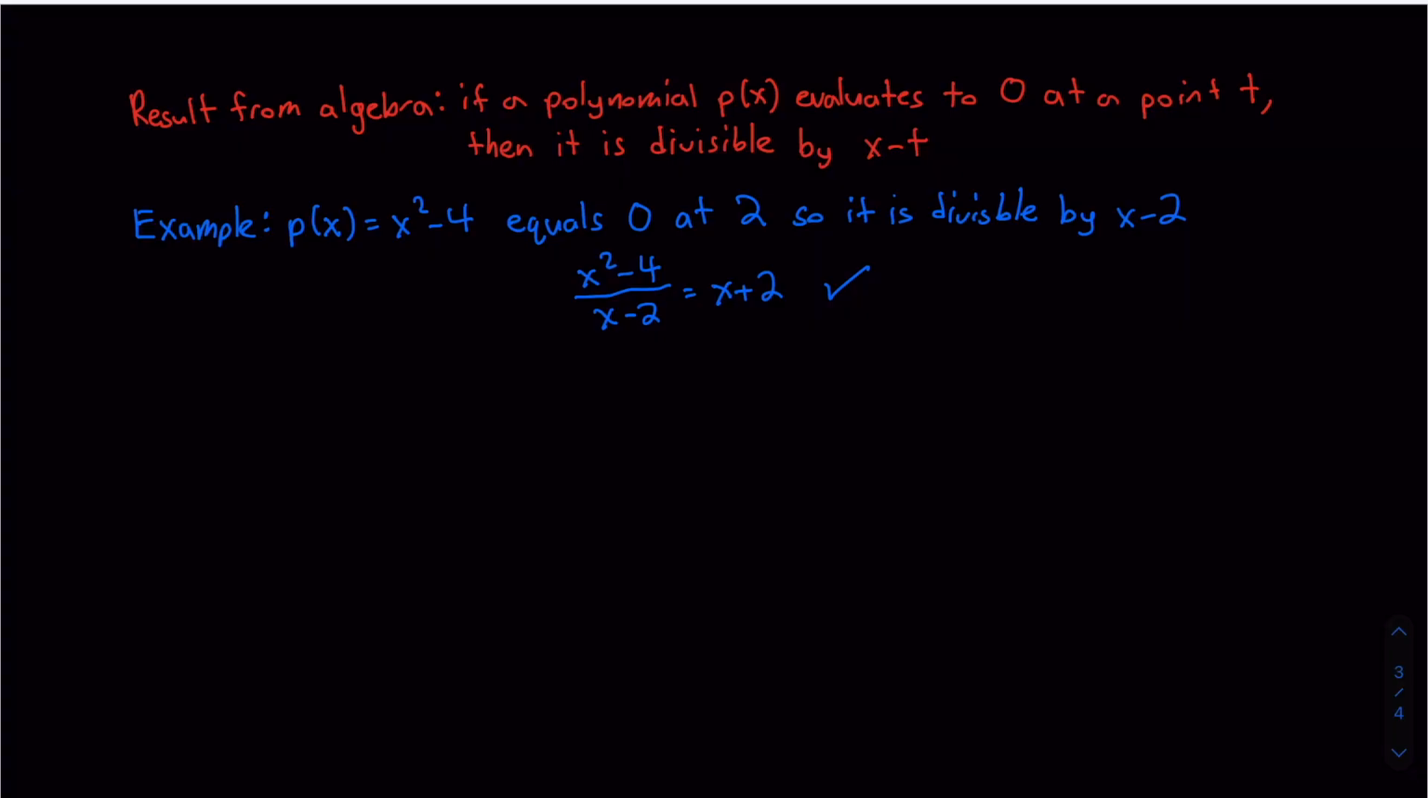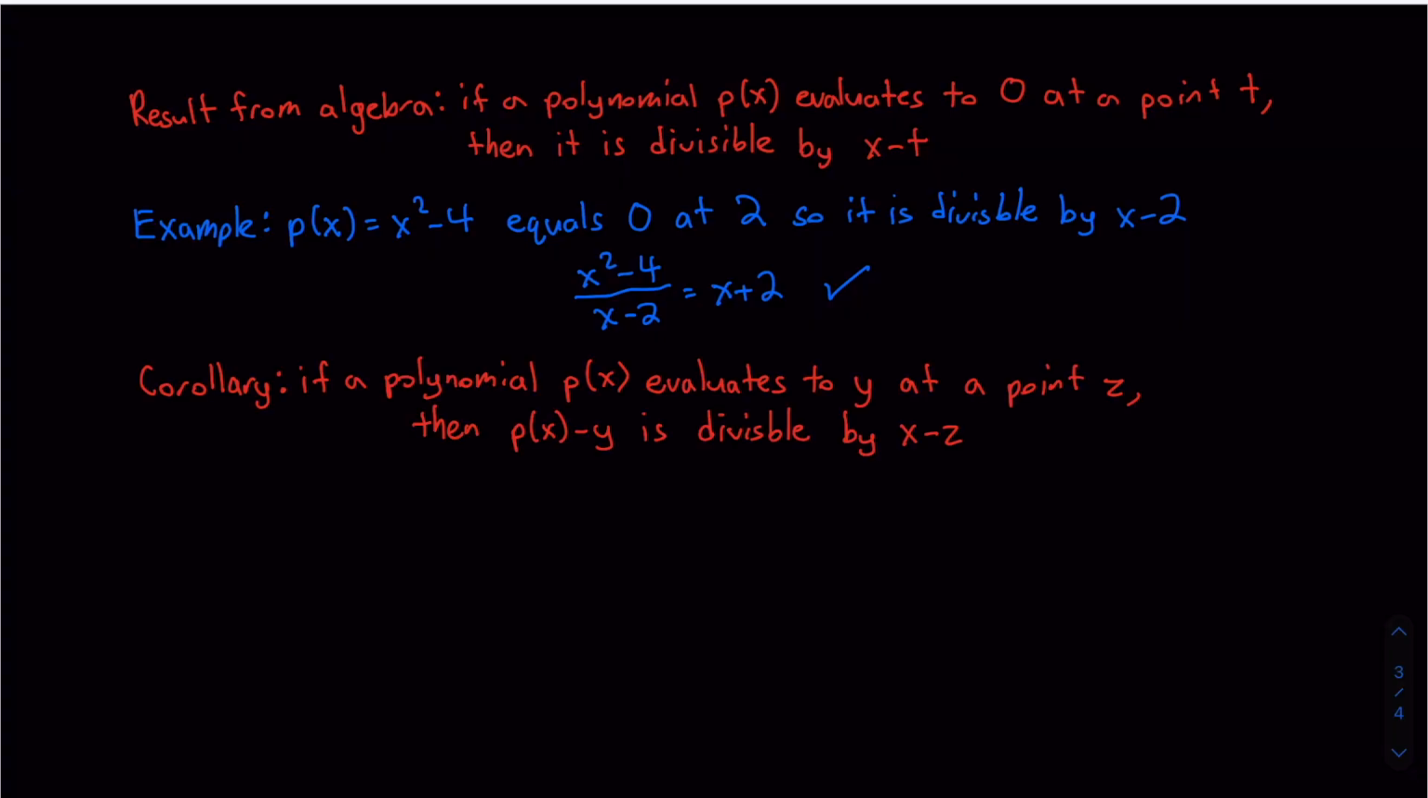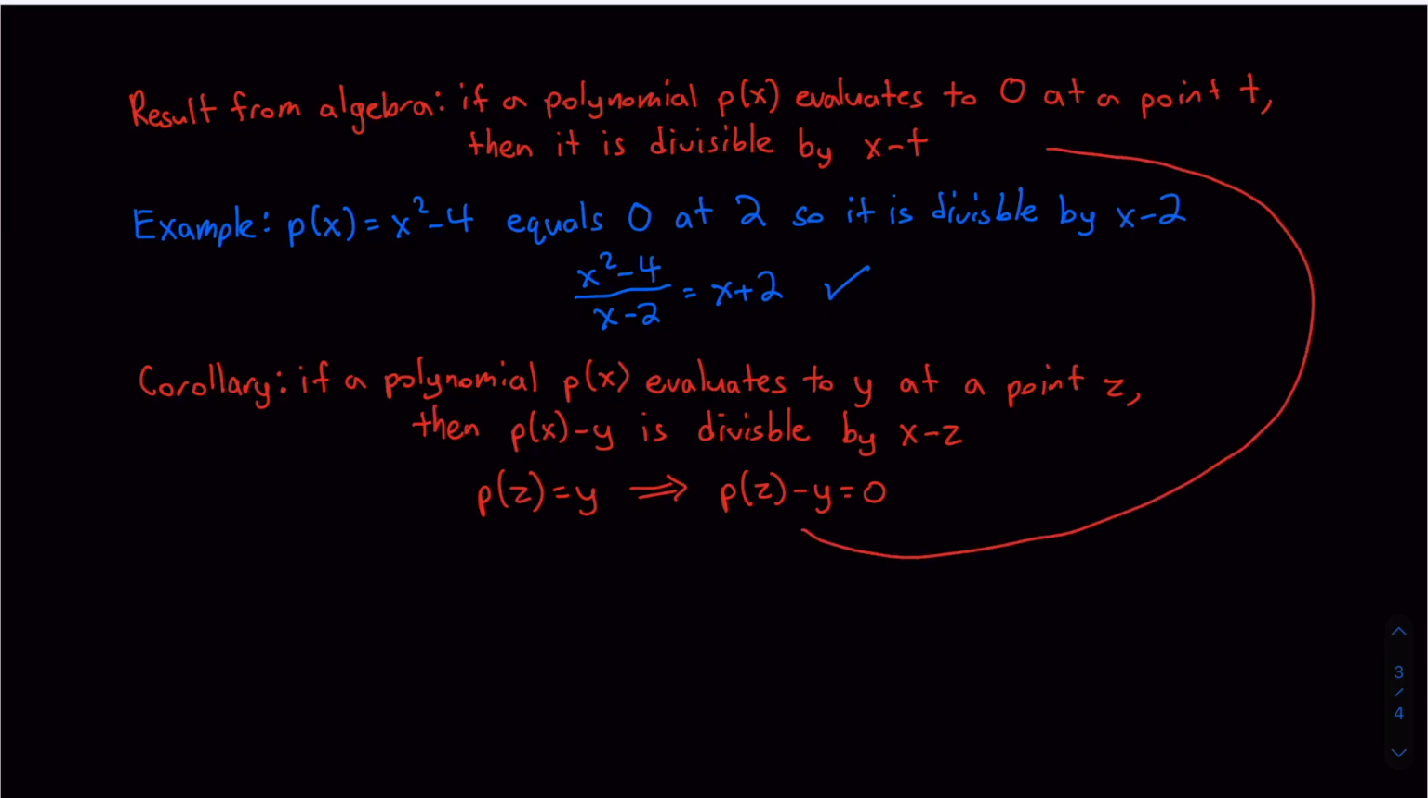We can push this idea one step further. Suppose a polynomial p of x evaluates to some value y at a point z. That statement, p of z equals y, is equivalent to saying that the polynomial p of x minus y evaluates to 0 at z. We're not doing anything fancy here. We're just subtracting y from both sides. And now we're back to our previous case. Since p of x minus y equals 0 at x equals z, it must be divisible by x minus z.